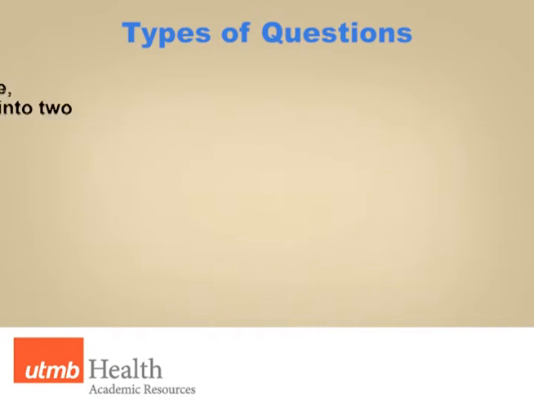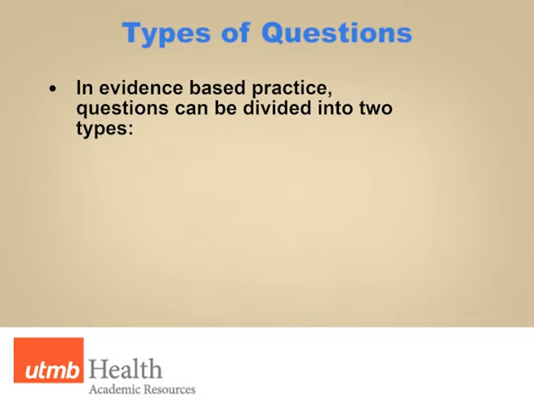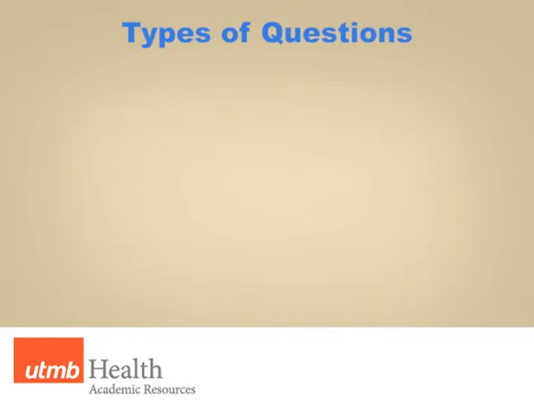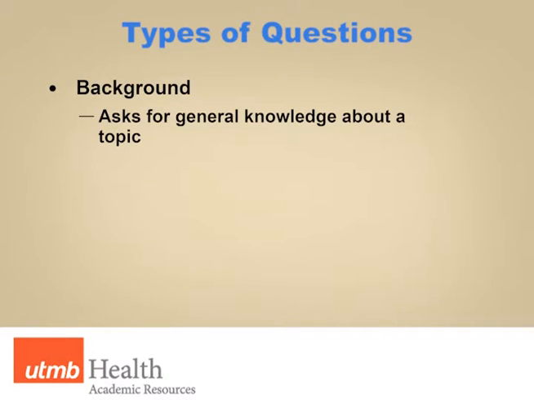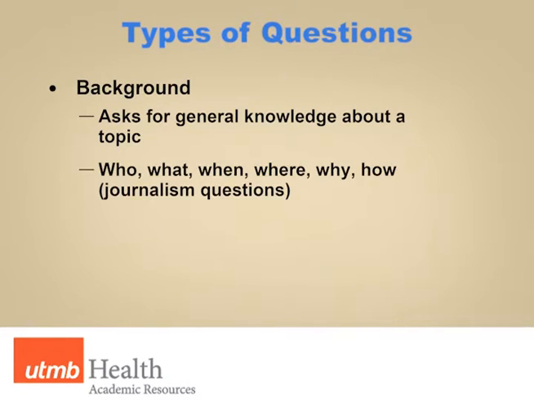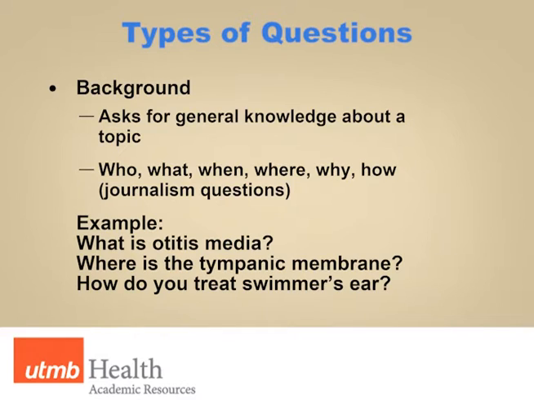Types of questions. In evidence-based practice, questions can be divided into two types, background and foreground. Background questions ask for general knowledge about a topic: who, what, when, where, why, and how. Basically your journalism questions. Example: what is otitis media? Where is the tympanic membrane? How do you treat swimmer's ear?